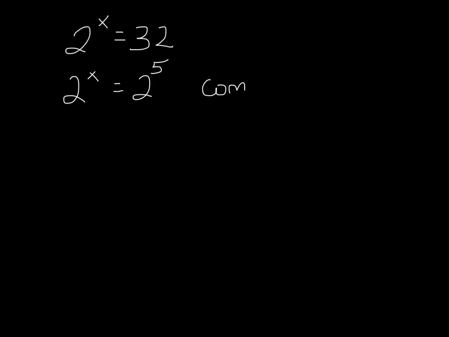So here we have a common base. So we know that x must be equal to 5. But what if we change that equation slightly and we're looking at 2 to the x equals 33? 33 is not a power of 2, so we need to use a method other than looking for a common base. Now, lucky for us, we just learned about logarithms, and what we can do with this equation is take the log of both sides.